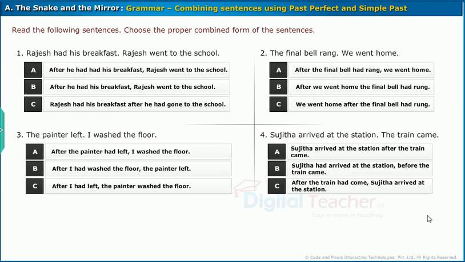Let us do a simple activity to check your understanding. Read the following sentences. Choose proper combined form of the sentences.